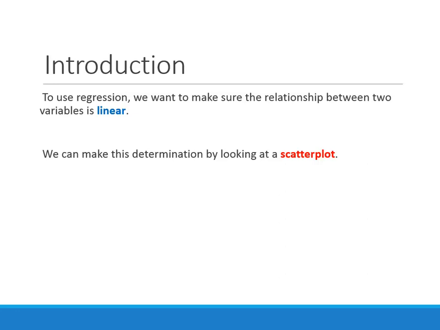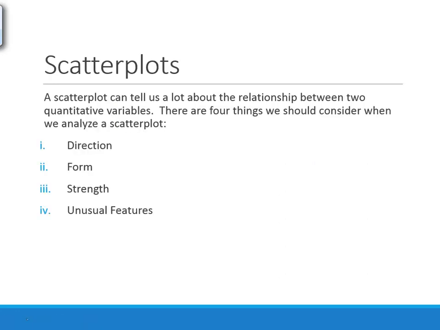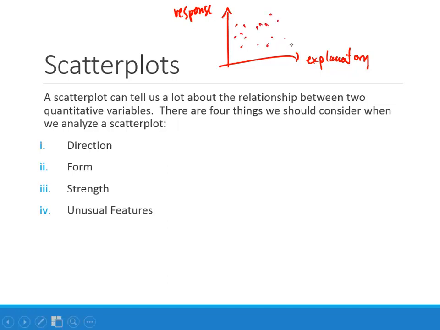And so we can make this determination in a simple case by looking at a scatter plot here. And I think I've shown you some scatter plots before, but again, a scatter plot will just put our explanatory variable on the x-axis, and we'll put our response on the y, and then we'll just plot the various combinations of points there. So we'll put its x value on the x-axis and its y value on the y.